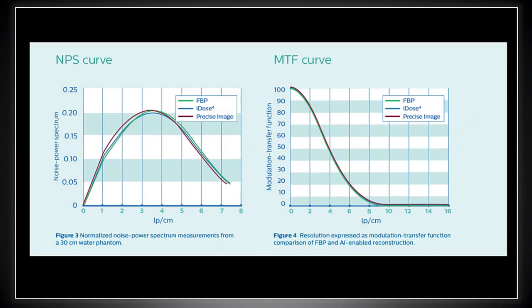Now, if you look analytically at the information we get from Precise Image, looking at both the noise power spectrum, texture changes, and the MTF curves, spatial resolution changes, you see there is incredible collinearity between the filtered back projection and the Precise Image, which fundamentally means we are getting the same image texture, the same spatial resolution, but we get the amazing noise performance that I showed you just beforehand.